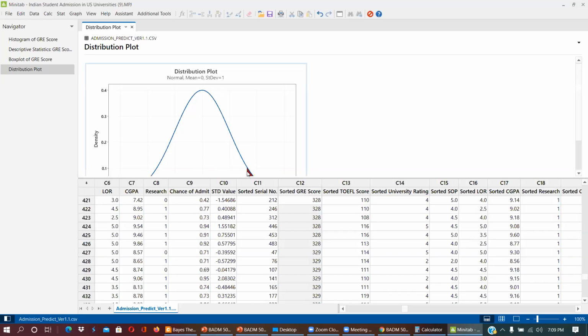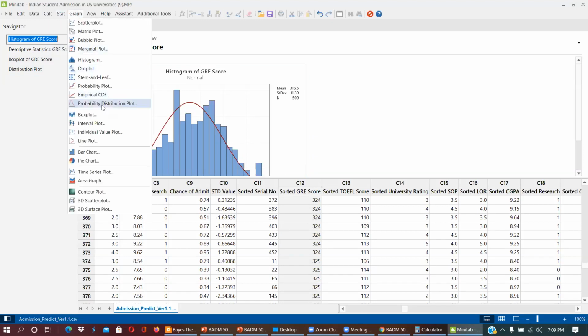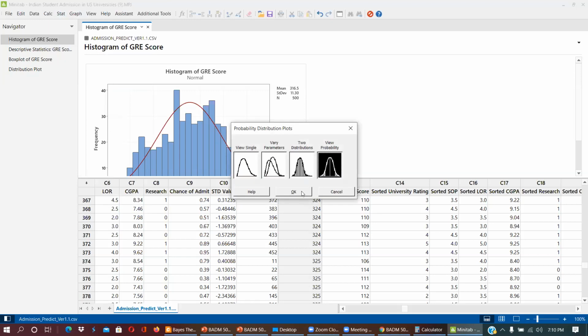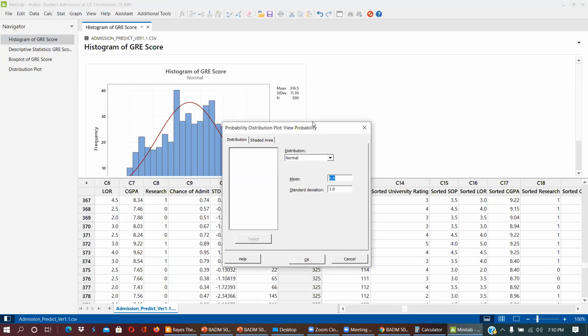So now I would like to check the percentile in the GRE. Let's remember, 316.5 is the mean, standard deviation is 11.3. Graph, probability distribution. Here, instead of normal, I am going to use these numbers, 316.5 and 11.3. You got it? So these are the numbers.